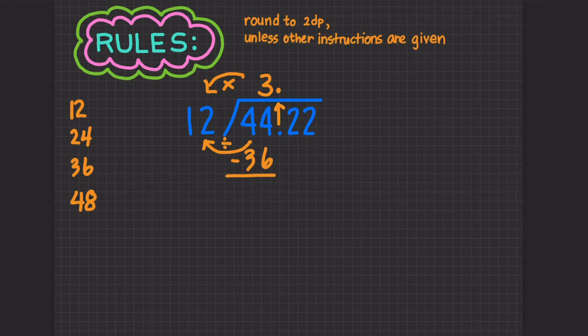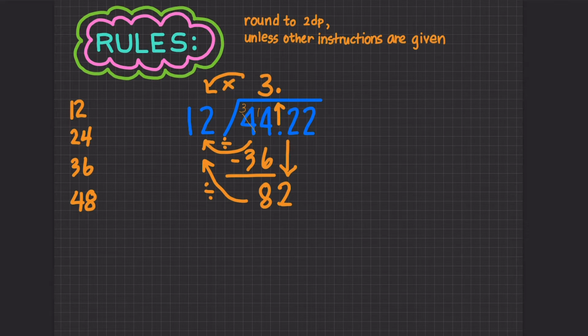44 minus 36, now remember, we need to borrow, so this becomes 3, this becomes 14, and 14 minus 6 is 8. And then 3 minus 3 is 0. So no need to write, okay? So we're done with that. Let's bring down the next digit, which is 2. And then again, going up, we divide.